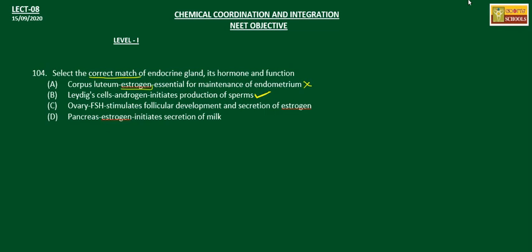Then the ovary will produce FSH. No, the ovary will not produce FSH. It produces estrogens and progestogens, and FSH is actually produced from the pituitary gland. So this statement is wrong. Then the pancreas doesn't produce estrogen, so this is also a wrong matching. The only one which matches is Leydig cells that produce androgens and initiate the production of sperms. So option B is the right answer.